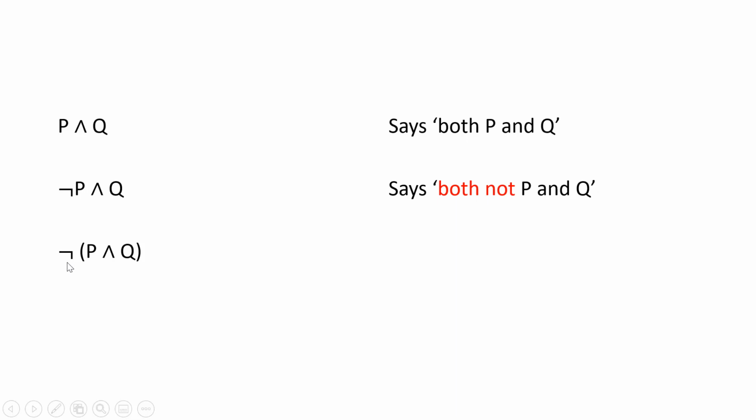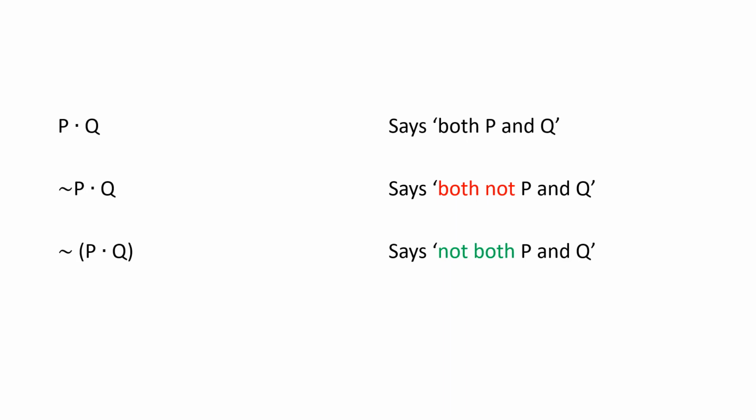We were trying to say it's not true that both of them. That's what the bottom line says. It's not true that both of them. Of course, we could communicate all that same information with the dot or the ampersand. Don't be confused by different symbols.